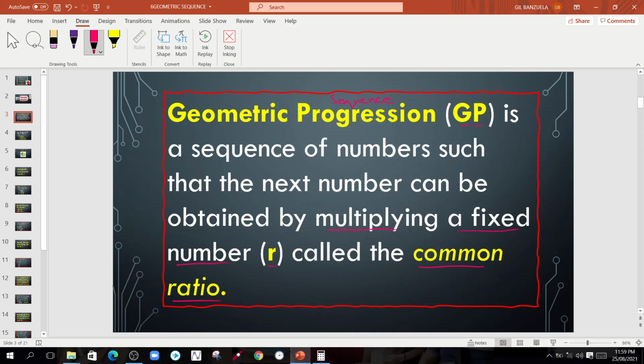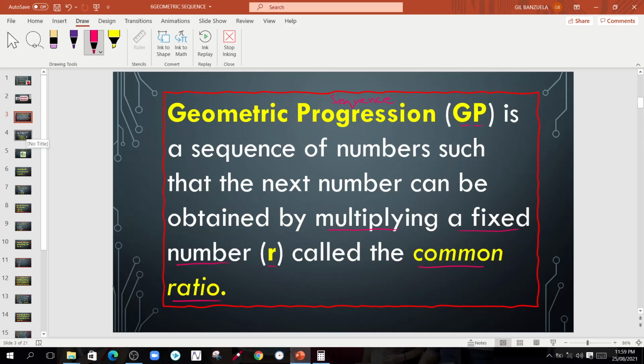And it is called the common ratio. Kung sa arithmetic sequence meron tayong common difference, dito sa geometric sequence meron tayong common ratio. So automatic, makikita agad natin yung difference between arithmetic sequence and geometric sequence. Ang sequence ay arithmetic sequence kung merong common difference, and kung meron siyang common ratio, then that is geometric sequence. So, you have to take note of that.